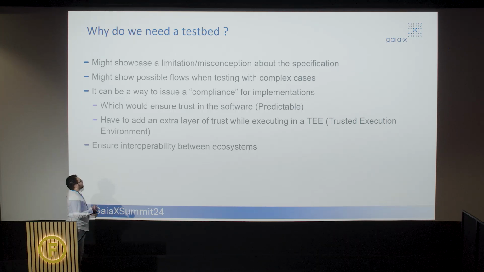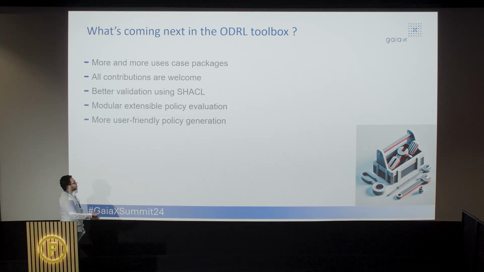And this would mean that we have more trust in the software, which would be predictable in the way we would want, and also add an extra layer of trust. For example, trust in the hardware, such as a trusted execution environment, which was mentioned by Evan, I think, yesterday, could also be a nice step to add afterwards. It would also ensure interoperability between ecosystems, because if you have a library that works for you, that doesn't mean it also works with others. And like we've seen before, the repo is the ODRL toolbox here.